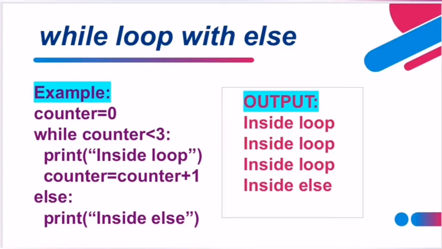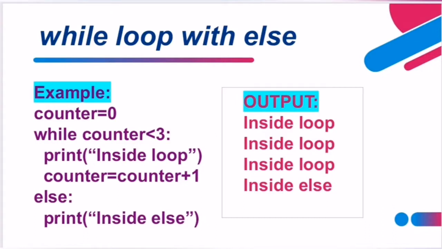While loop with else. In Python, a while loop can have an optional else block. The else part is executed after the condition in the while loop evaluates to false. So here consider one example: the variable counter equal to 0, while counter less than 3. This is the boolean expression for this program, and then it will print inside loop, and then counter increases by 1, counter equal to counter plus 1, and then the else part will execute. If the boolean expression is false, it will go to the else block.